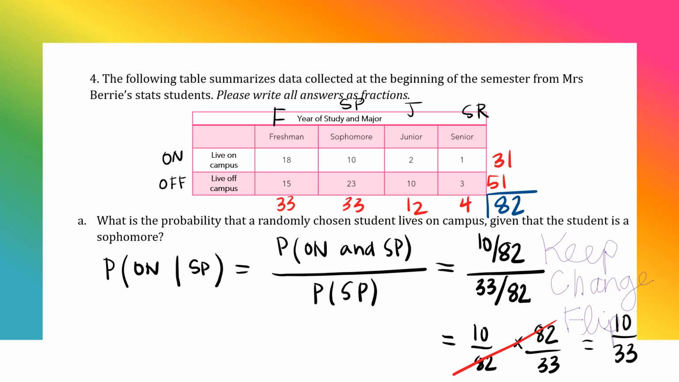So 10 over 33. That's our probability for selecting a randomly chosen student who lives on campus, given that we knew that the student was a sophomore.